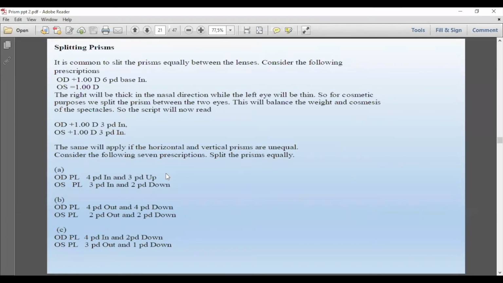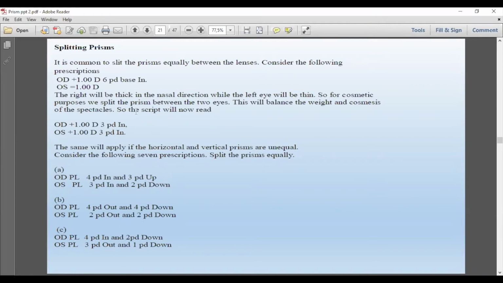Right. Splitting prisms. Now, you must just remember, this is all Dispensing 201. I'm sure most of you have done this before. And when it comes to splitting prisms, I'm going to go through this pretty quickly, so it's more of a refresher for those of you who have forgotten. And for those of you who have never done it, you'll learn something.